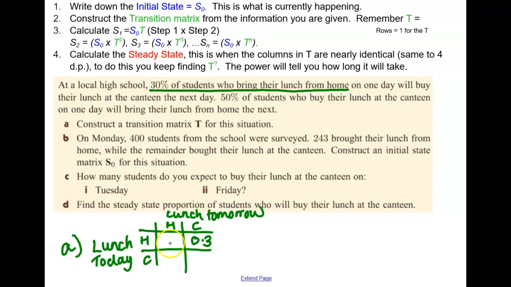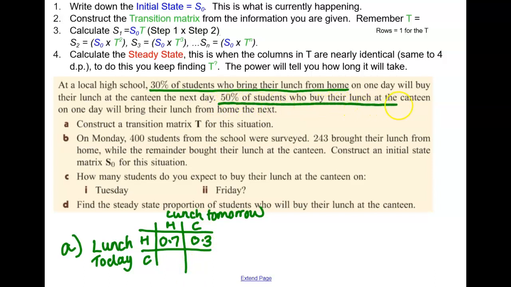So we would know that if 30% are going to buy their lunch from the canteen tomorrow, if they've brought lunch from home today, we know that 70% of the students who bring their lunch from home today will get their lunch at home tomorrow. So that's our first part of the transition matrix completed. We then look at the next line.